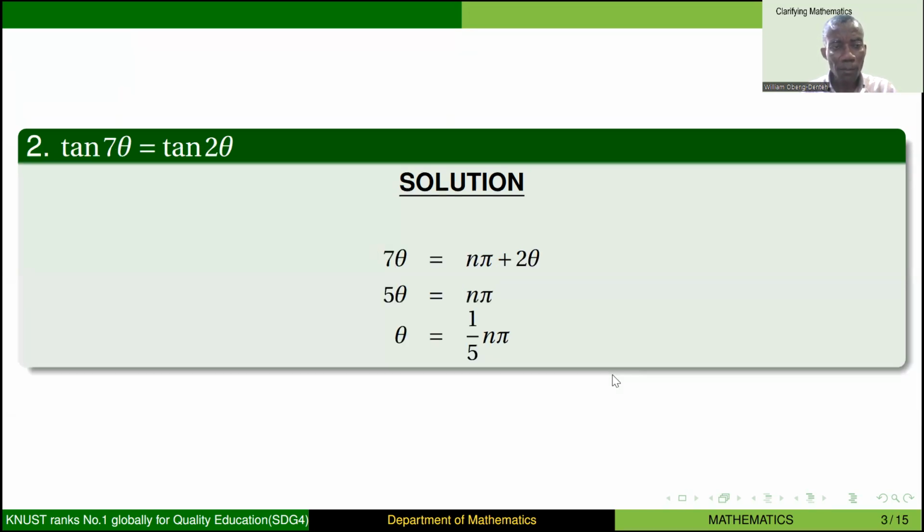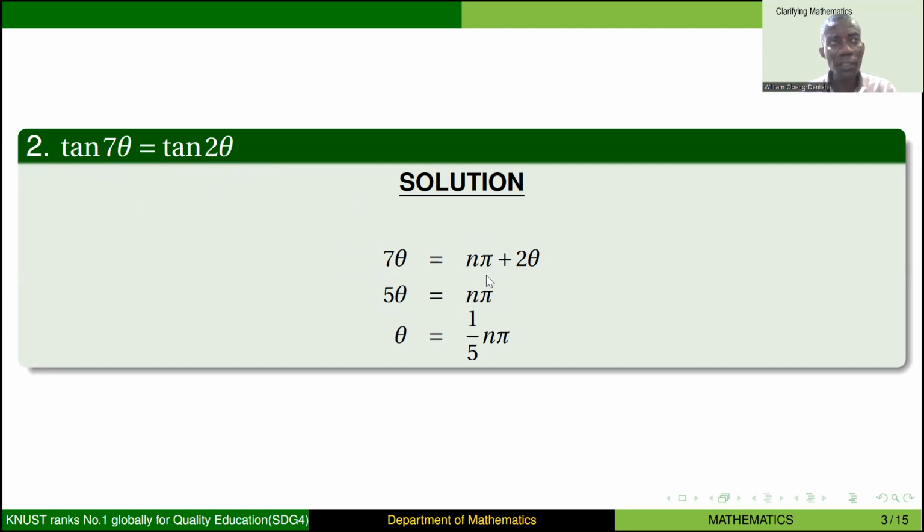The second question is tan 7 theta equals tan 2 theta. For tan, it will be the angle equals n pi plus the angle under discussion. But because we are dealing with tan and tan, it becomes 7 theta equals n pi plus our 2 theta. So take note of how it is done. The next step is that I want to make theta the subject. So we shall subtract 2 theta from this side and this will be cleared. We shall subtract 2 theta from that side and we shall get 5 theta equals n pi.